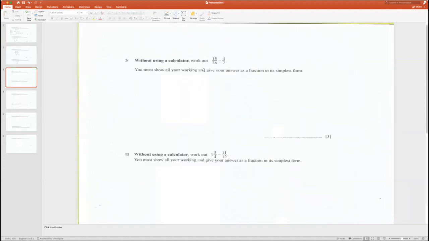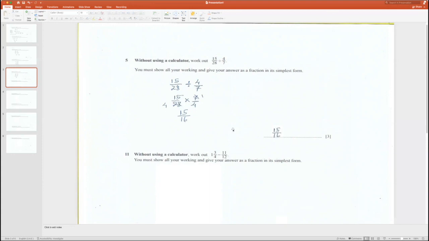Without using a calculator, work out. 15 over 28 divided by 4 over 7. We know the rule now. We are converting this division into multiplication and taking the reciprocal. 15 over 28 multiplied by 7 over 4. 7 times 1, 7 times 4. Then 15 over 4 into 4, 16.